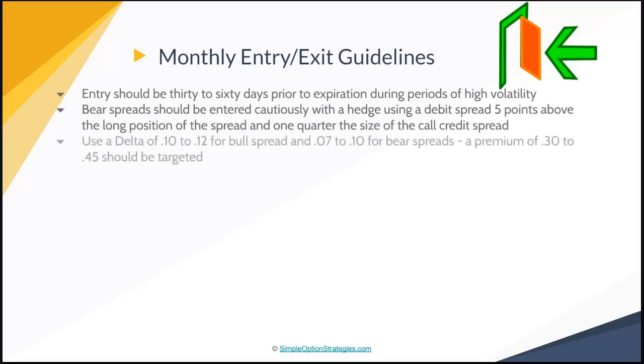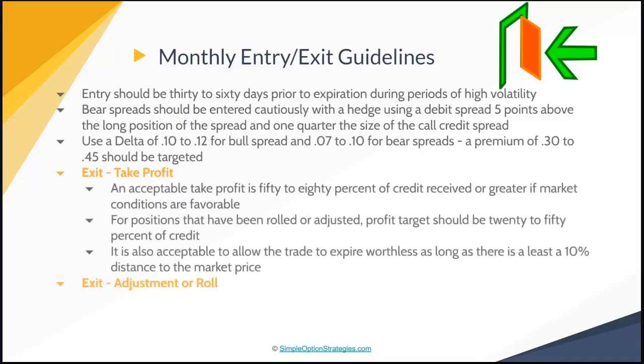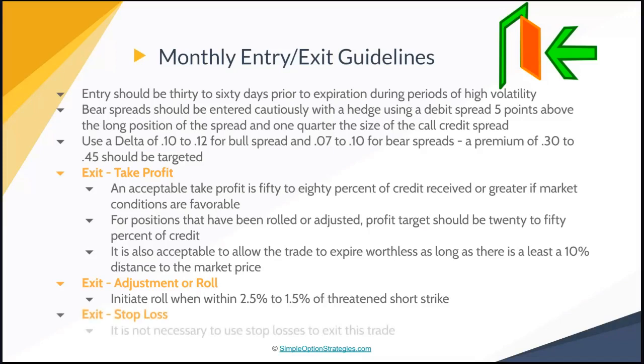These are just like the 7 DTE, same deltas exactly, same take profit exactly, except that I use a 2.5 to 1.5 threatened short strike for adjustment. Probably a little more in higher volatility environments. Okay, so that's really the difference on this one. And you want to adjust these early and often. And again, I don't use stop losses for these. I roll these. Okay, so very, very similar to the 7 DTE.